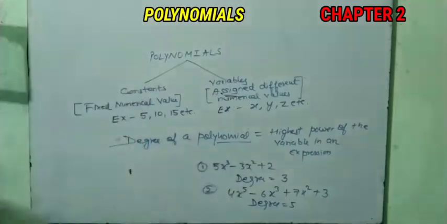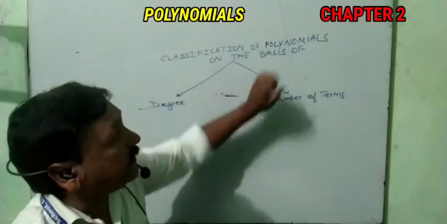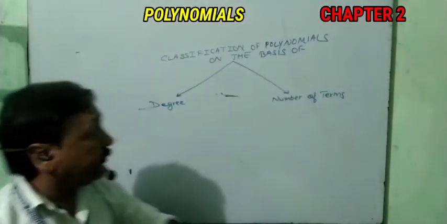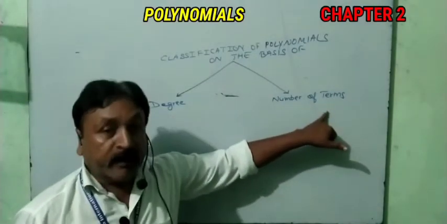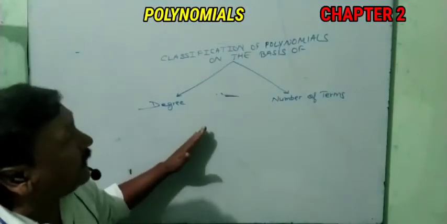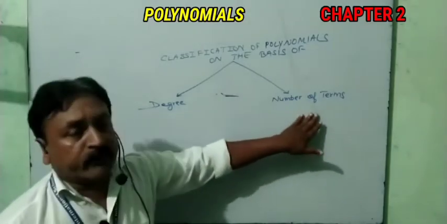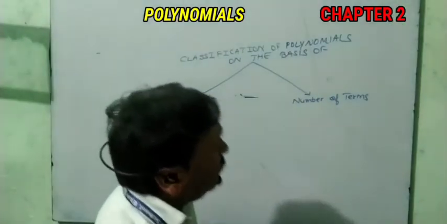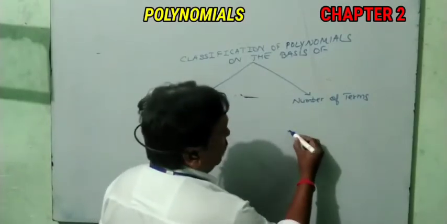Now we will understand the classification of polynomials, which is done in two ways. Okay students, now see on the board: the classification of polynomials is done on the basis of two things, on the basis of degree and on the basis of number of terms. That's why I had explained degree to you. We will see one by one how polynomials are classified on the basis of terms. In this I will make three categories.